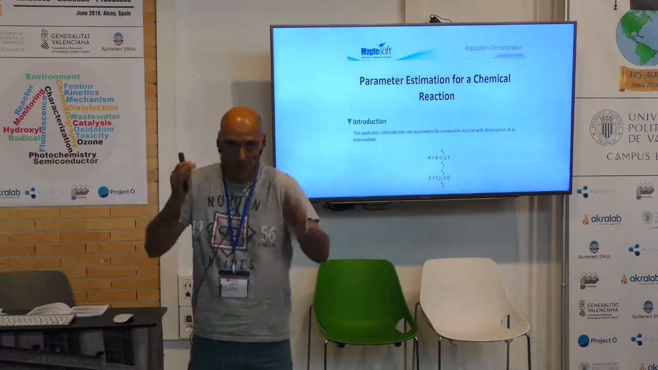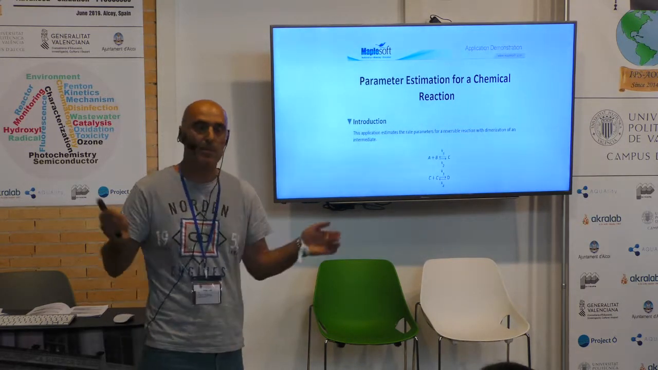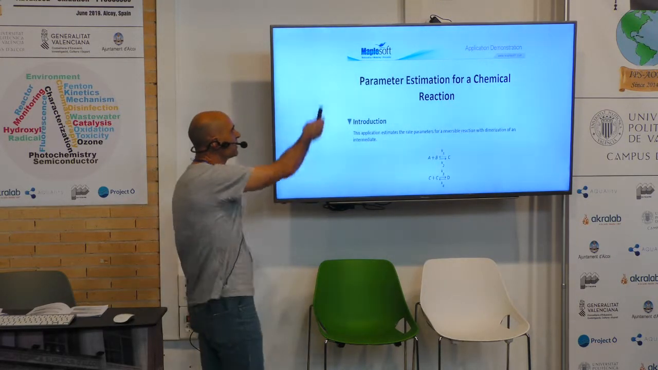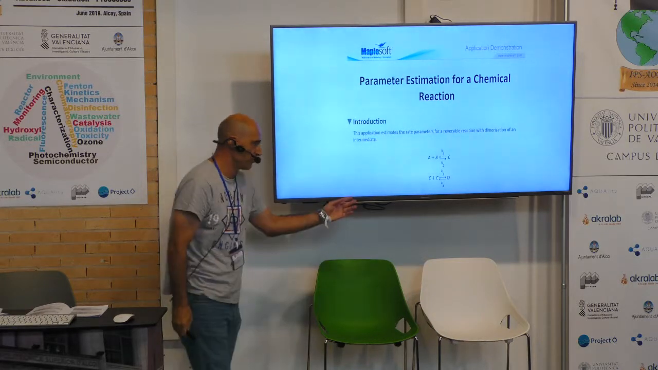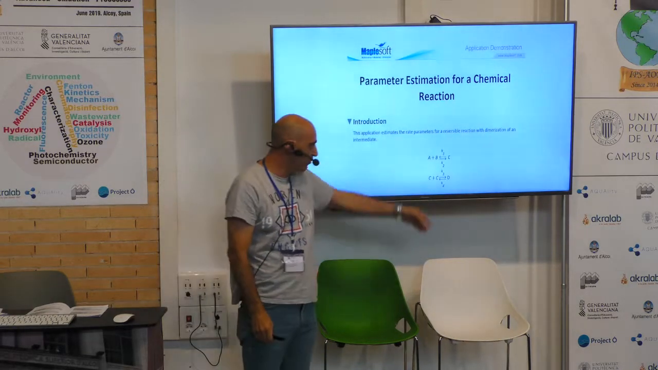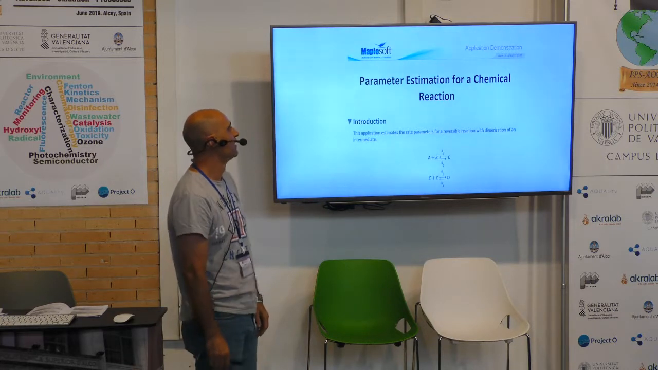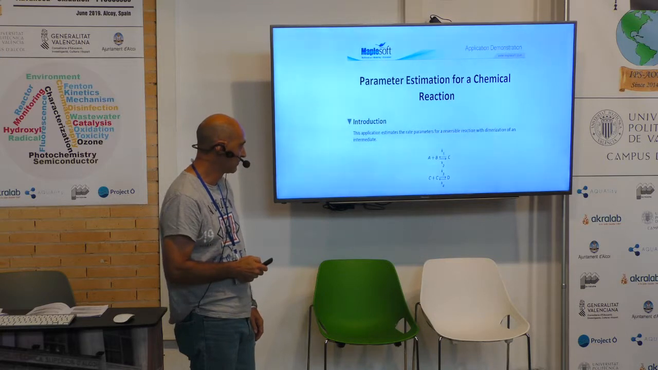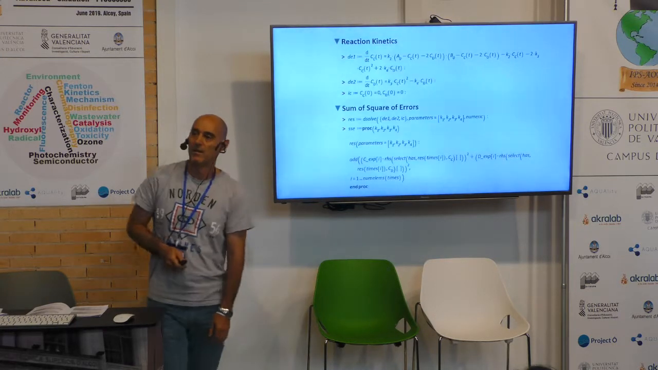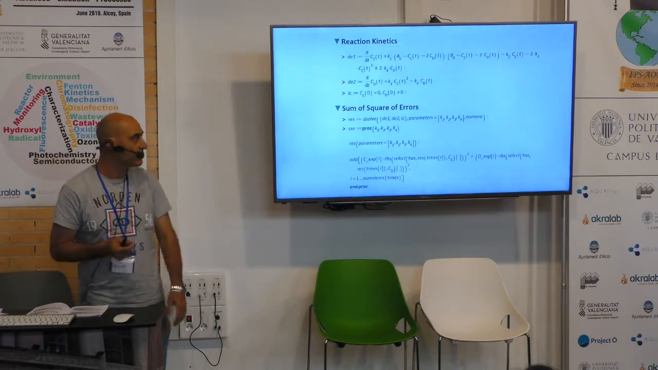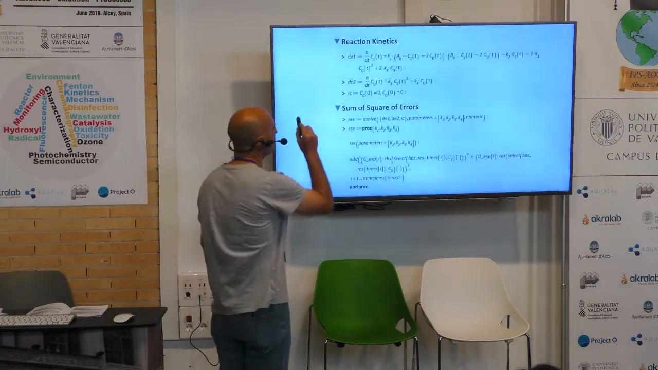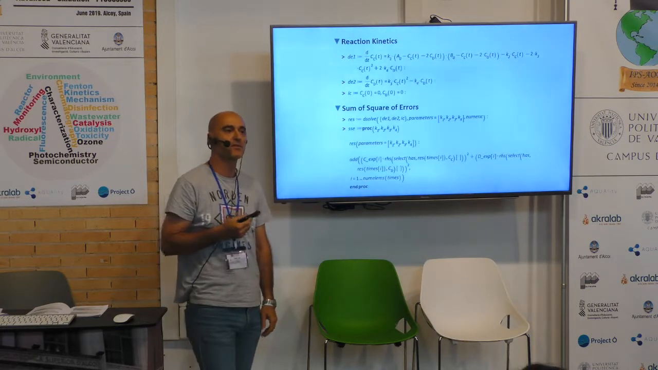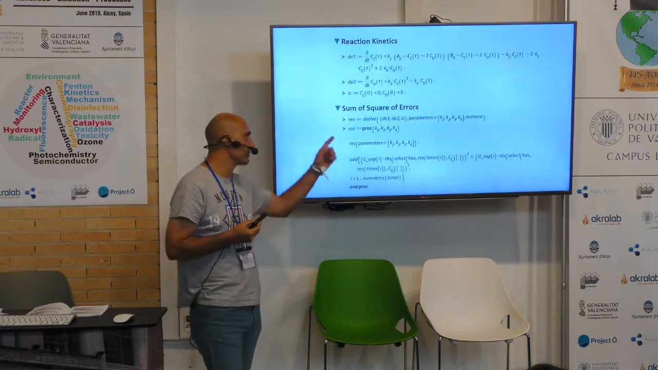Well, and also you have mathematics and everything. I have here this example taken from the page, and you see you have a very simple reaction, and we want to do a parameter estimation. So the first thing is reaction kinetics. You see, you have two differential equations. Then you need to define the objective function, which is the sum of square error.